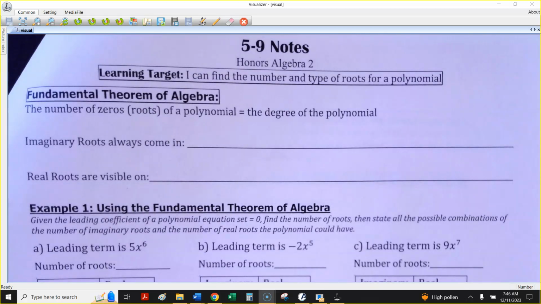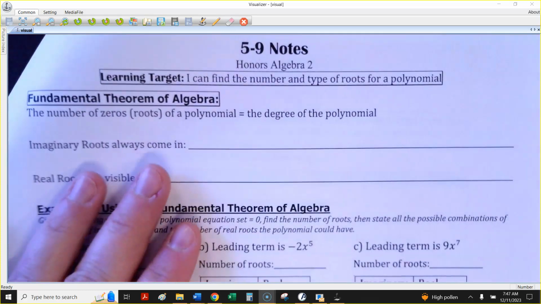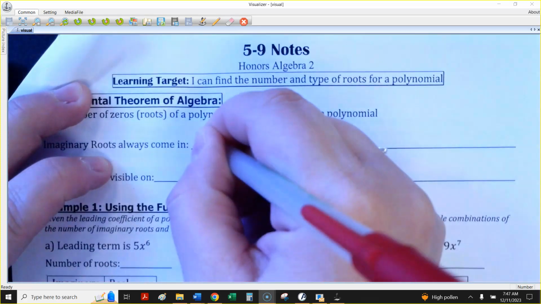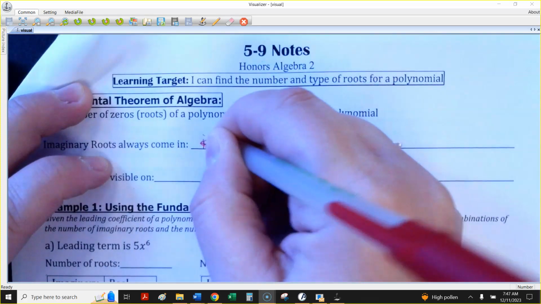So you guys already know this. I just didn't call it that while we were going over the questions in class. Now, this is going to piggyback on what we did Friday. Whenever you have roots of a polynomial, they can be real or imaginary. If they're imaginary, this says they always come in pairs.